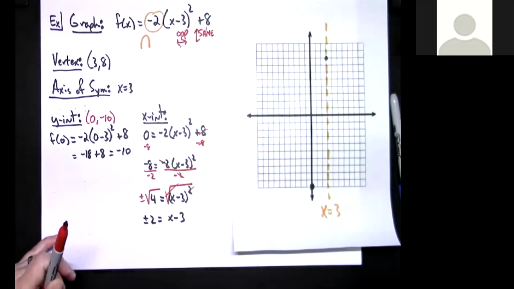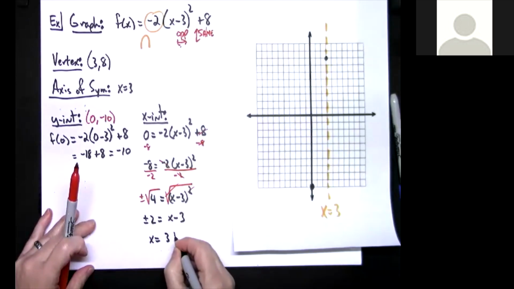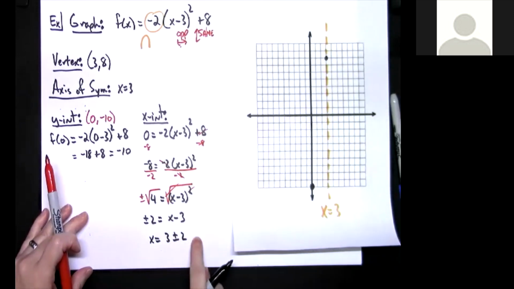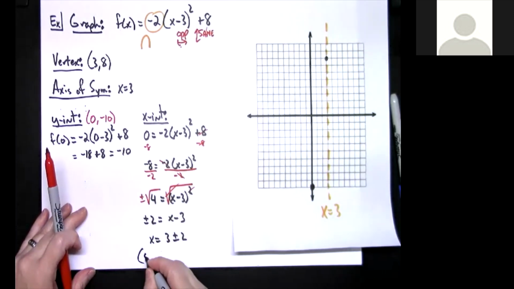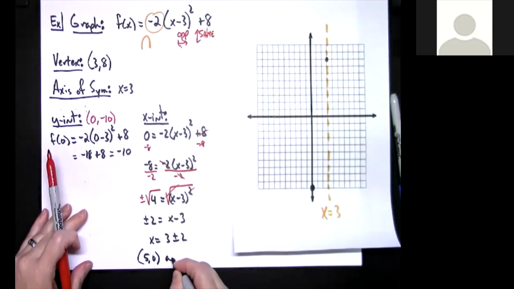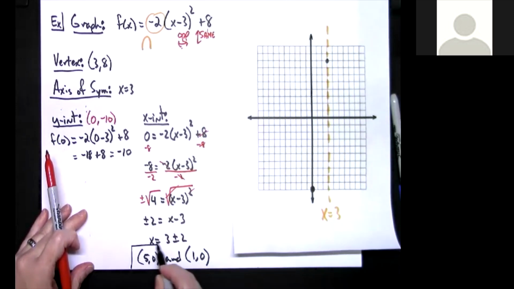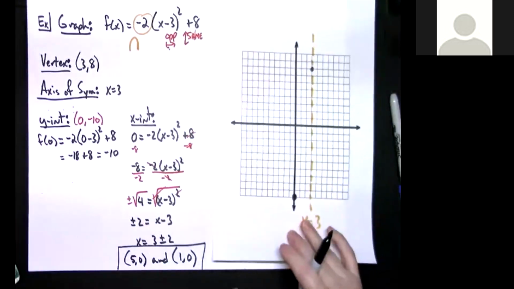I can add 3 to both sides. I'm just going to write it as x equals 3 plus or minus 2. And then real quickly, I can calculate those two numbers. 3 plus 2 is 5. 3 minus 2 is 1. So I've got an x-intercept at (5, 0), and I have an x-intercept at (1, 0). They did come out to nice little whole numbers. That's nice, we don't have to estimate them.